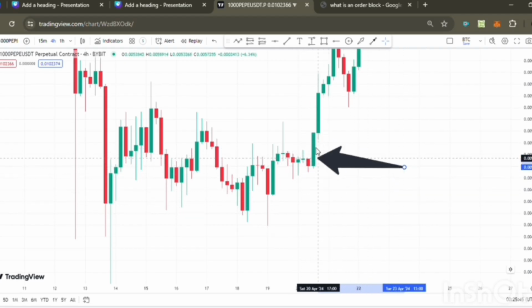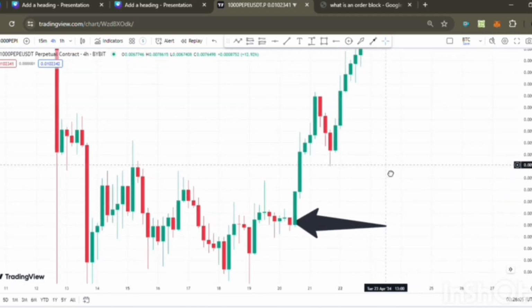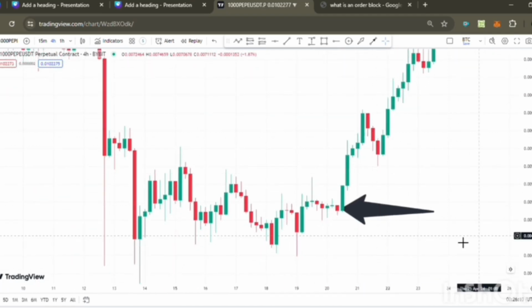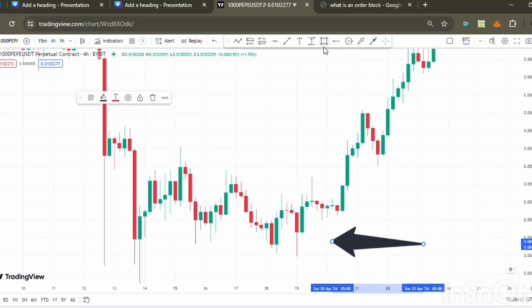But then this last bearish candle, this red candle here, can be considered as an order block, because this is the last bearish candle that formed before the market started pulling with force, like before the market started applying pressure going up. All right, so in this case, this last bearish candle is considered as our order block.